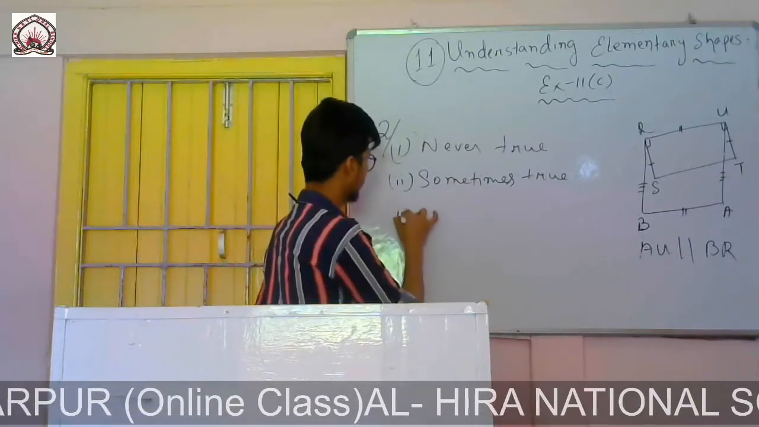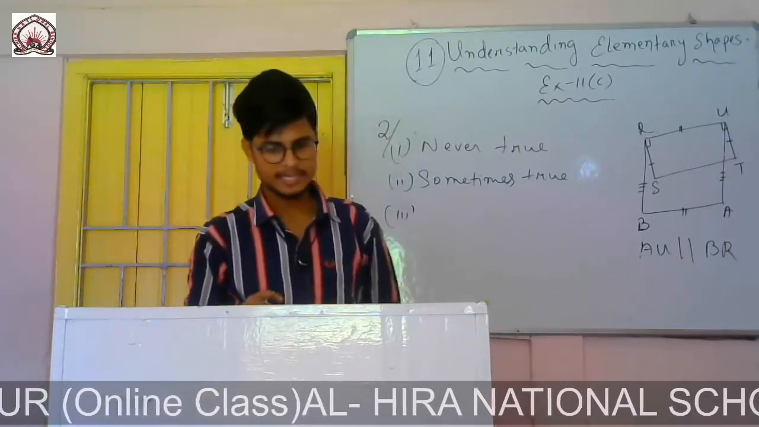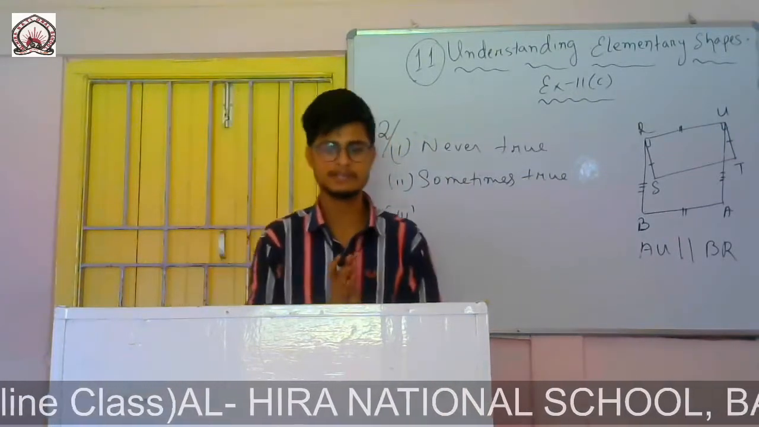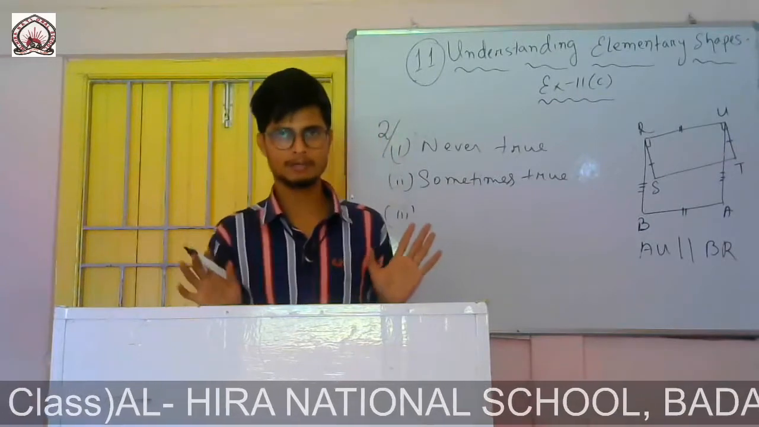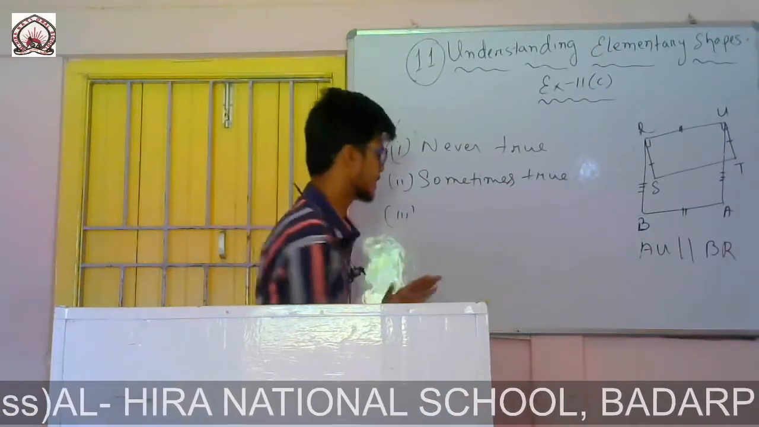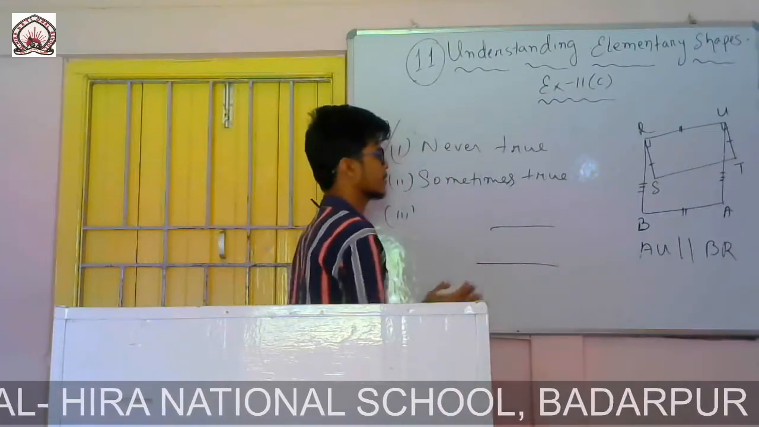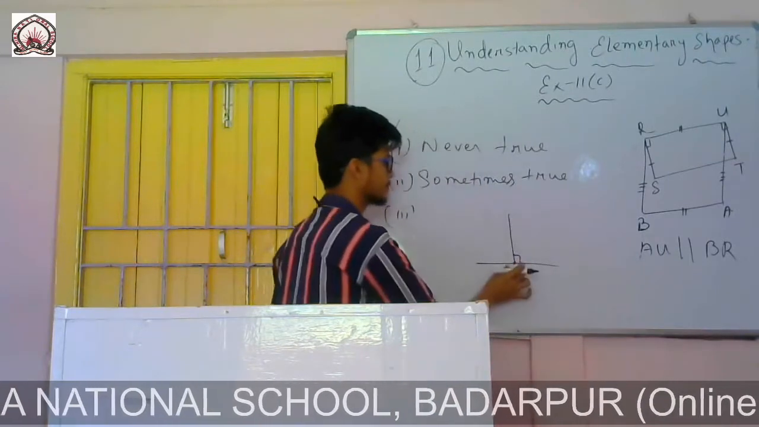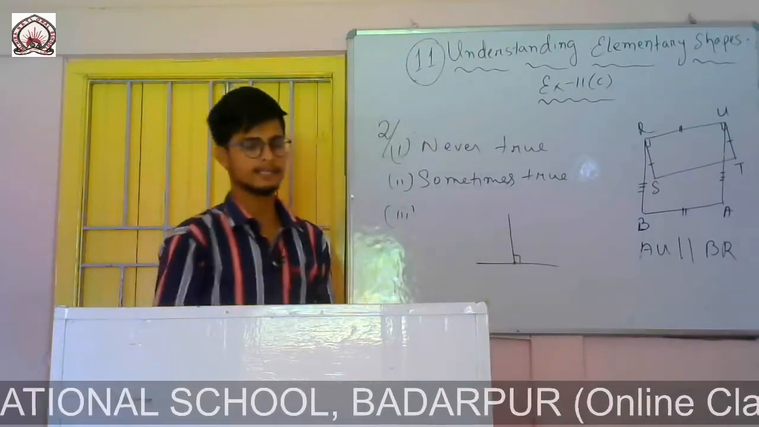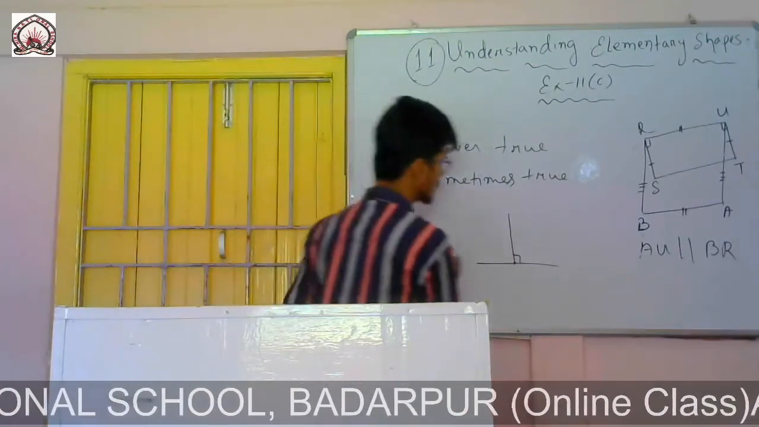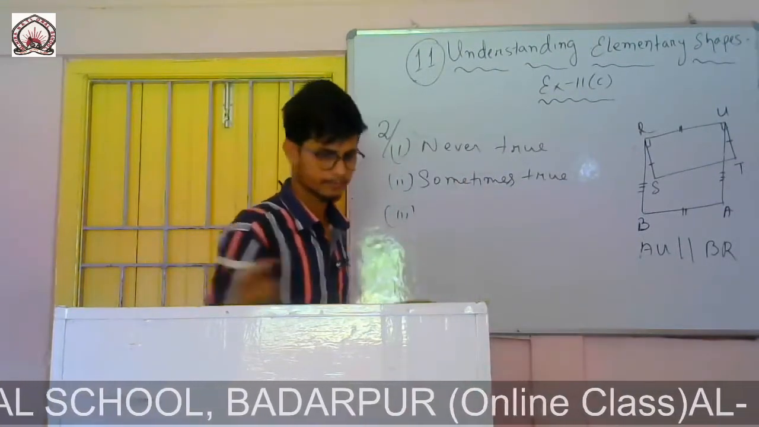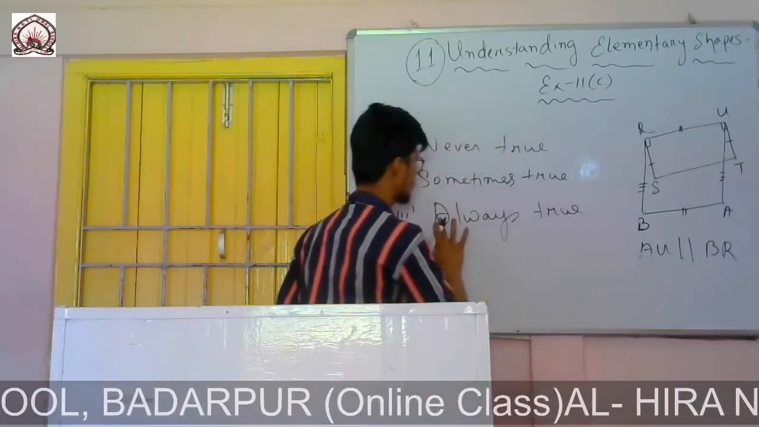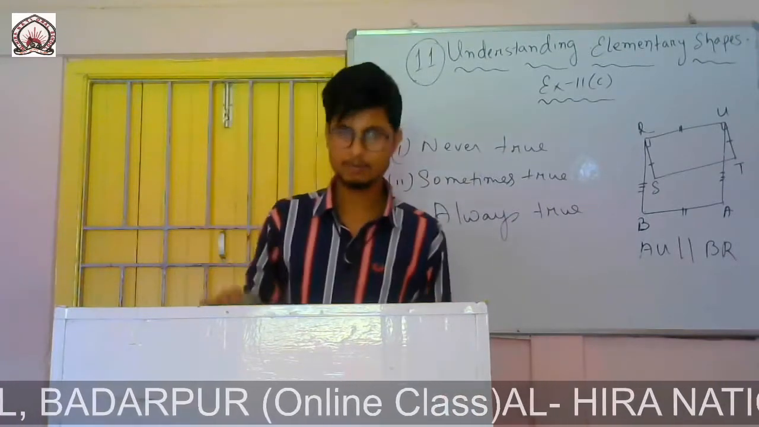Now Roman number 3. It is given that perpendicular lines are intersecting. If two lines don't intersect, then they will not be perpendicular to one another. To be perpendicular, they should intersect. If I simply draw two lines, can I say whether they are perpendicular or not? But if I drop a line straight, there is the intersecting point. That means perpendicular lines are intersecting. So we can say that it is always true. Now question number 3.